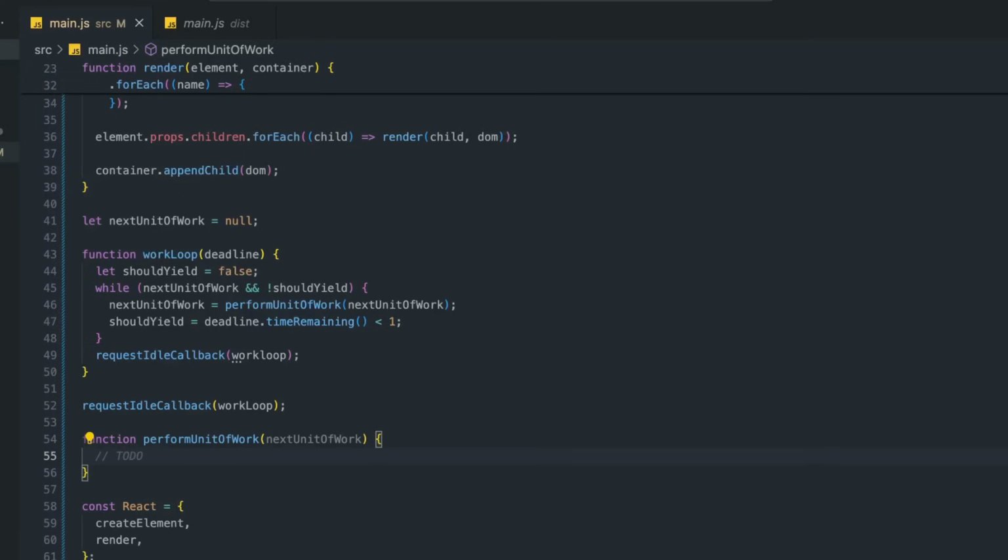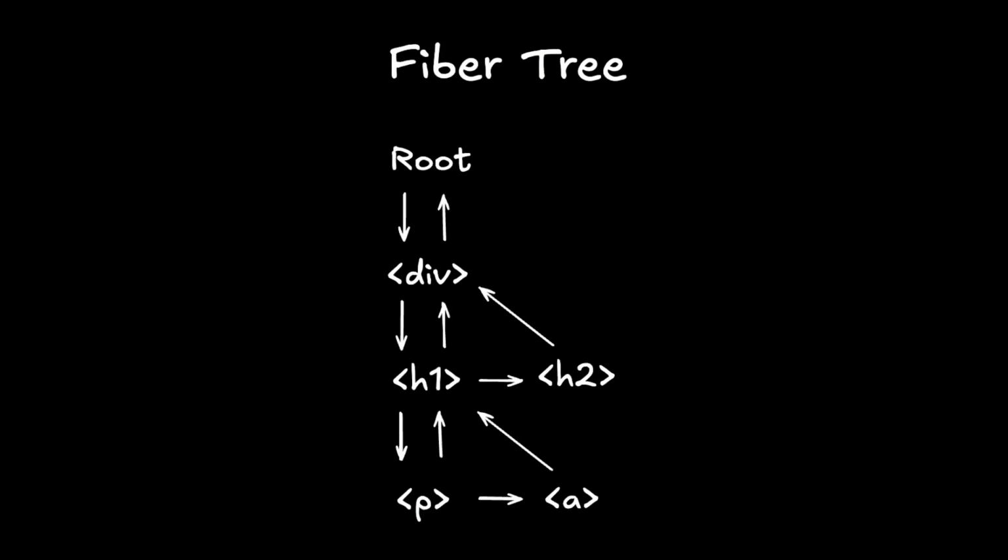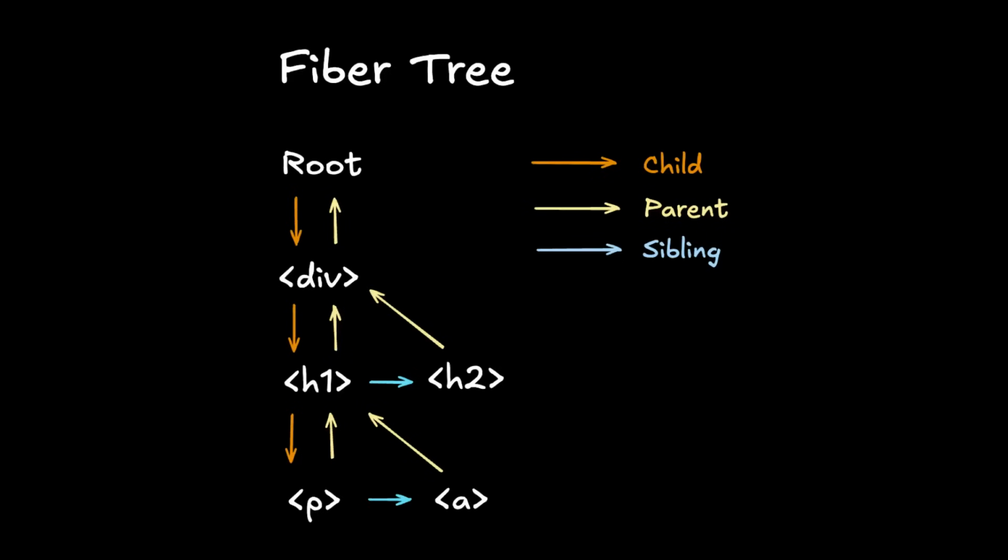Note that the callback receives a deadline object as an argument. This object has a method called timeRemaining, which tells us how much time is left before the browser needs to exit the idle period. This helps us avoid doing too much work and blocking the main thread. Now it's time to introduce the fiber tree. The fiber tree is the structure we are going to use to render our page. One unit of work corresponds to one fiber. Let's say we want to render something like this. The fiber tree is organized in a way that makes it easy to find the next fiber to render. We have three main relationships in the fiber tree: parent, child, and sibling.